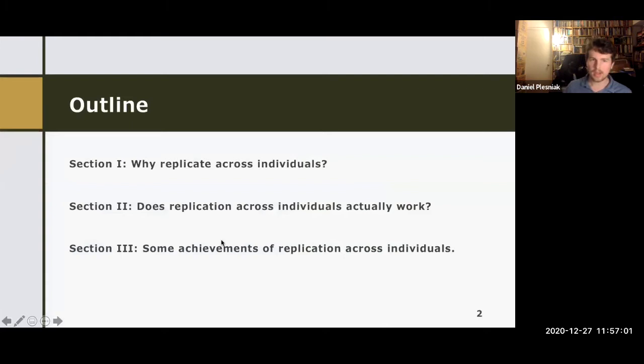So, a broad outline. First, I'm going to talk about why replicate across individuals. I mean, what do I even mean by replicating across individuals, but then why do it? And a little bit about how, though, like I said, a lot of that was covered by Hajime's presentation, and I will try not to repeat too much, though hopefully enough that people can keep with me.